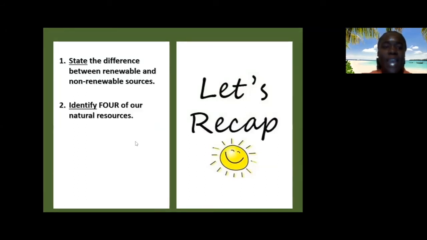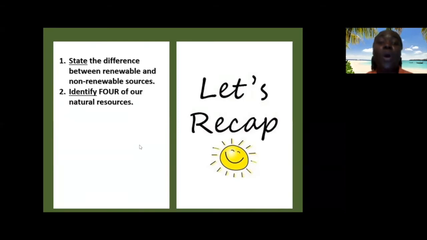Okay, so let's look again. Identify four of our own natural resources. Just give me four of our own natural resources. Okay, Questionnaire: salt, land crabs, pine forests, and mangroves. Good. Let's see if we have another answer. Destiny: land crabs, mangroves, salt, pine forest. Star: mangroves, seafood, pine forest, land crab.